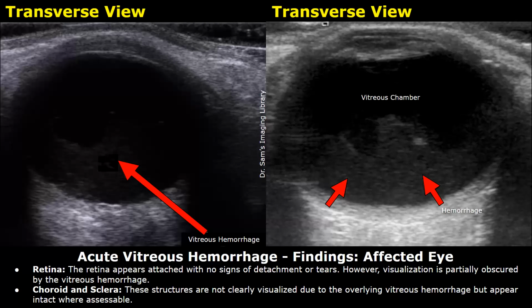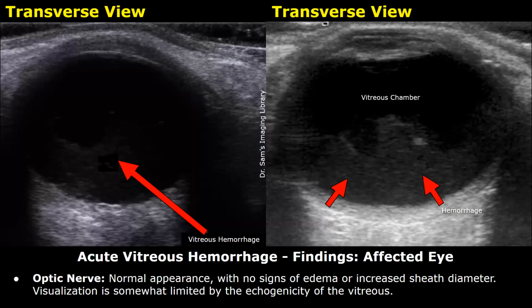Retina: the retina appears attached with no signs of detachment or tears. However, visualization is partially obscured by the vitreous hemorrhage. Choroid and sclera: these structures are not clearly visualized due to the overlying vitreous hemorrhage but appear intact where accessible.